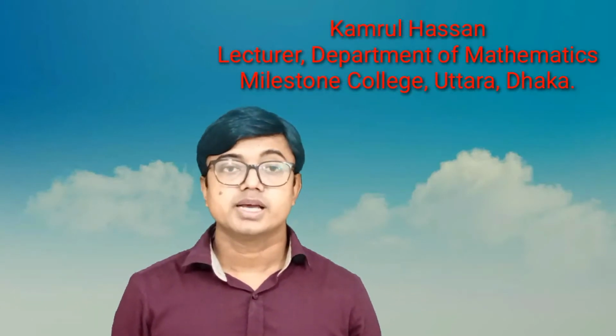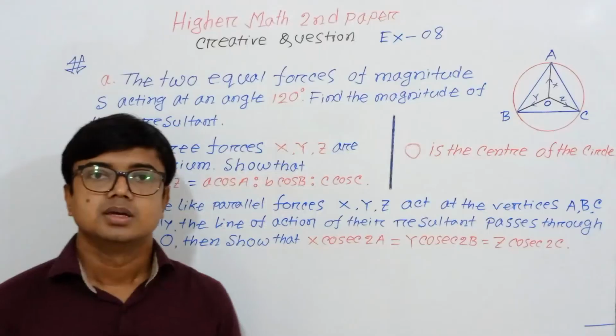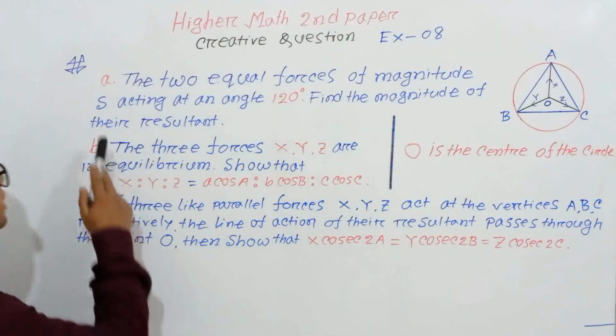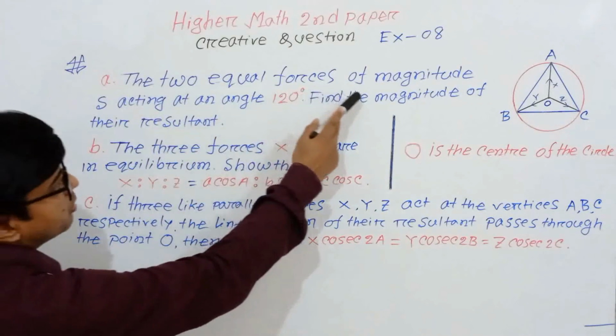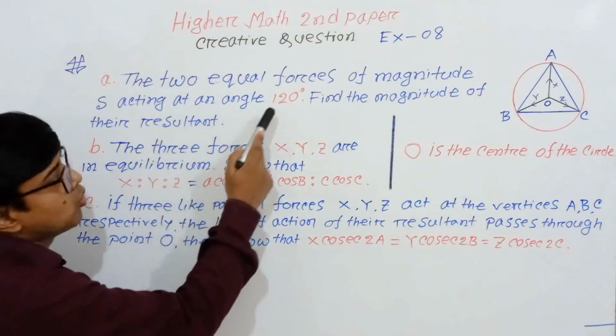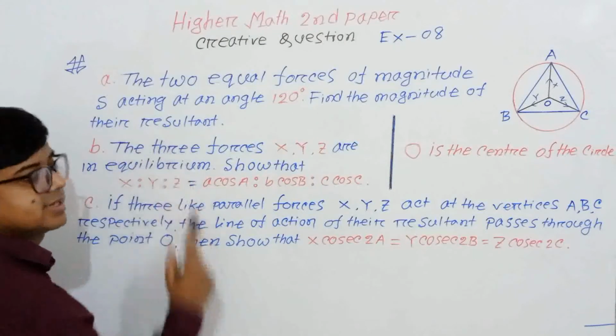Today I want to discuss a creative question, which is very important for your board exam. This is our creative question. Look at this. Question number A. Two equal forces of magnitude S act at an angle of 120 degrees. Find the magnitude of their resultant.